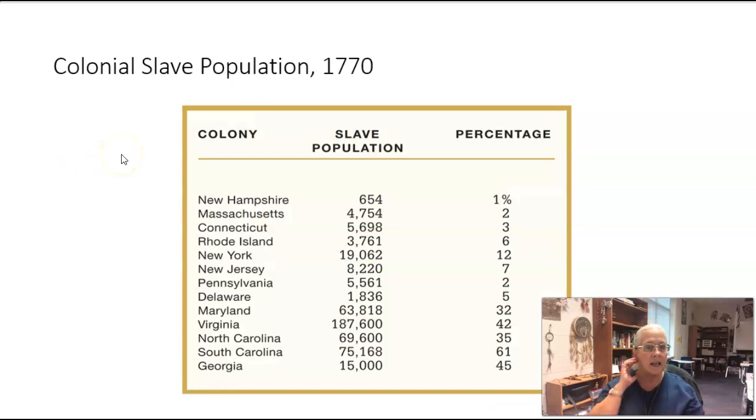I'm going to show you the next graphic here. This is the colonial slave population. So you can see that up in the northern states, they don't have a very large percentage of slaves. They didn't really need them. But as you get down into the southern states, you're going to see how the numbers start to grow. So look at South Carolina there. 60% of the population was slave.